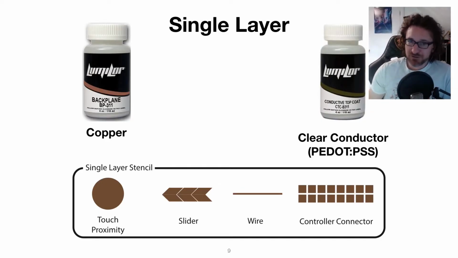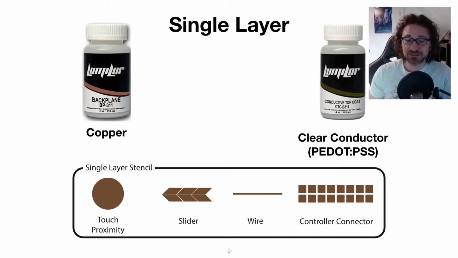So what kind of materials do we use for the single layer fabrication approach? We have two conductive inks here. On the left hand side you see a copper ink. This is a highly conductive material that is not transparent but can be used for high current applications and for connecting different elements with a controller unit.